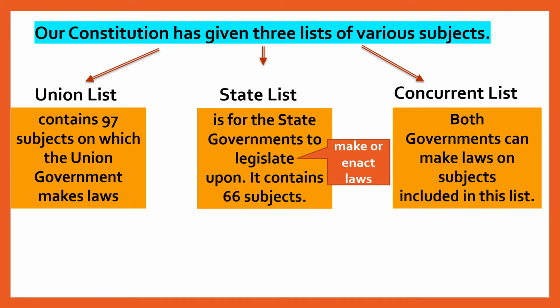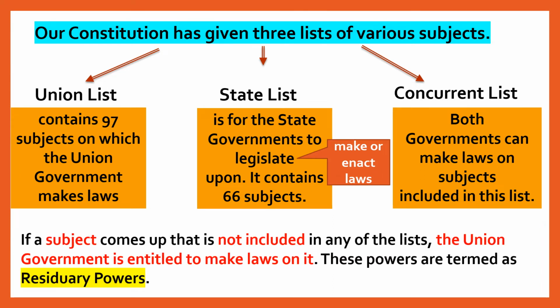Apart from these two lists, there is a concurrent list which contains 47 subjects. Both the governments, the union and the state, can make laws on subjects included in the concurrent list. Now, if a subject comes up that is not included in any of these three lists, it is then the union government who is entitled to make laws on it. These powers are termed as residuary powers.